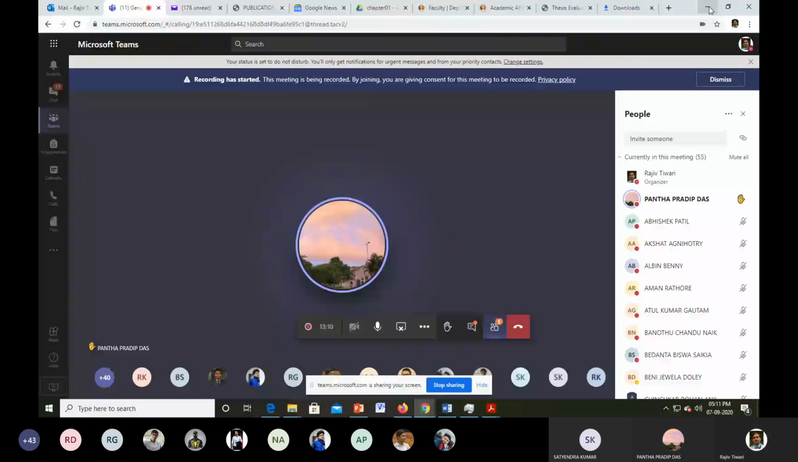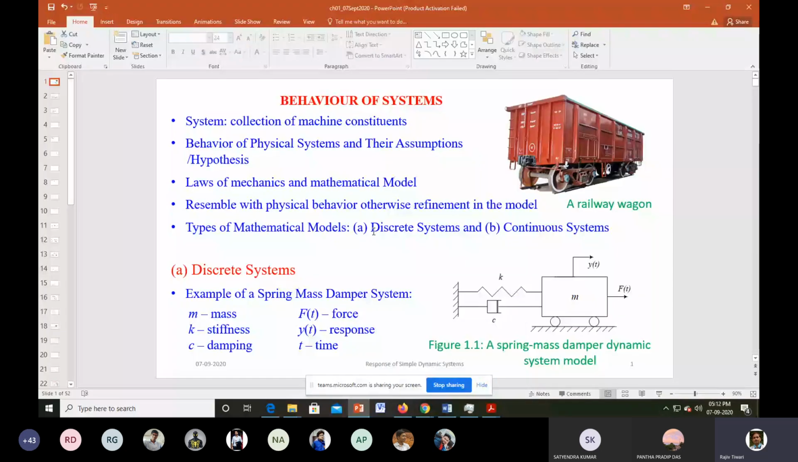Yes, sir. Okay. So as I mentioned, there are two approaches: one is the discrete system, and another is the continuous system. In the discrete system, if we take the particular example of a wagon, we can assume that the top surface has only mass and has no stiffness. The spring, which is the suspension system, will have the spring action and the damping action.